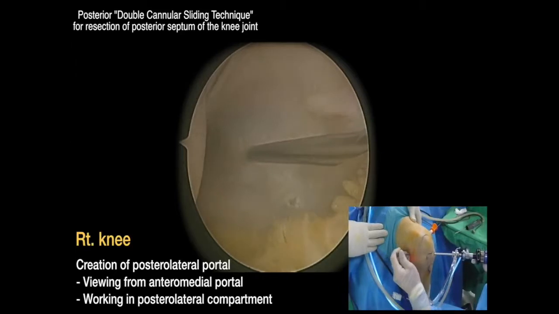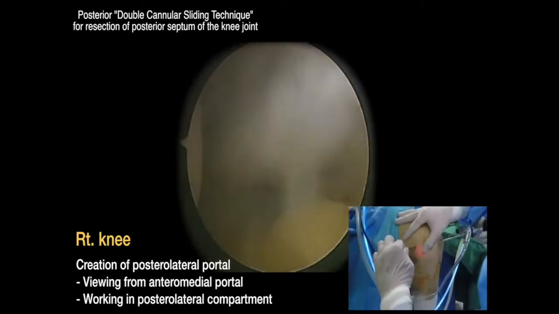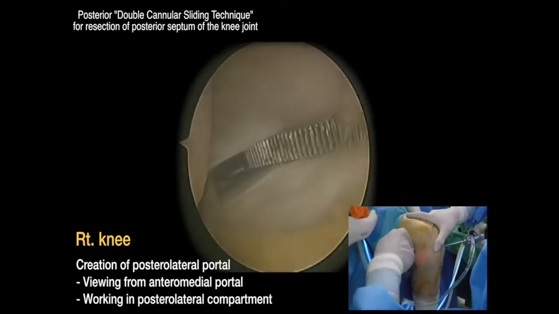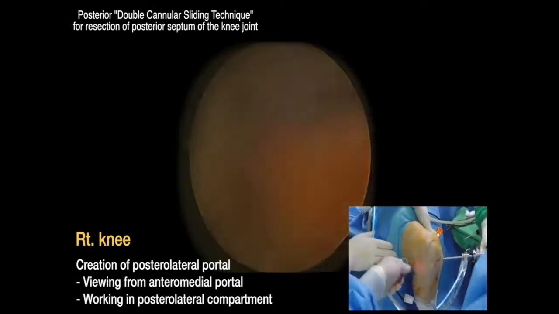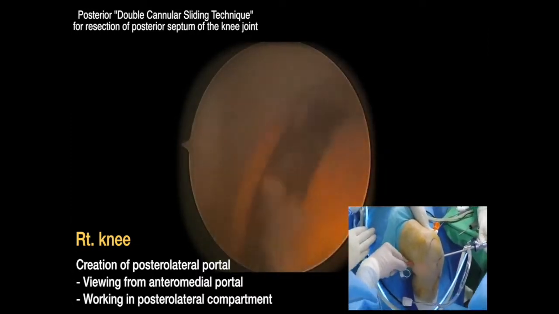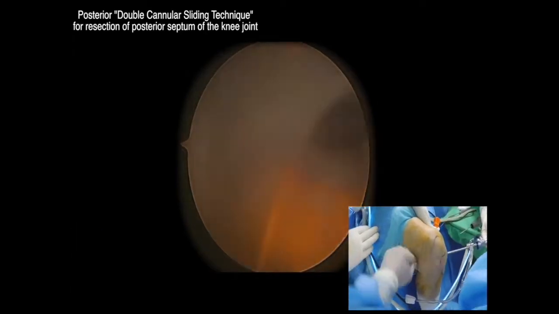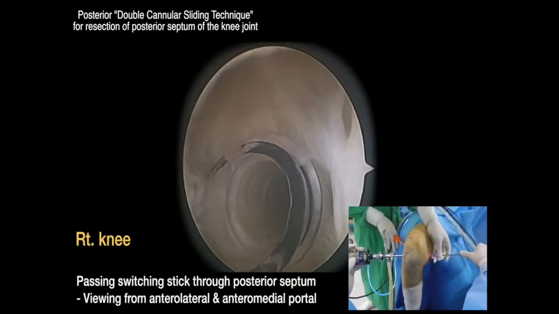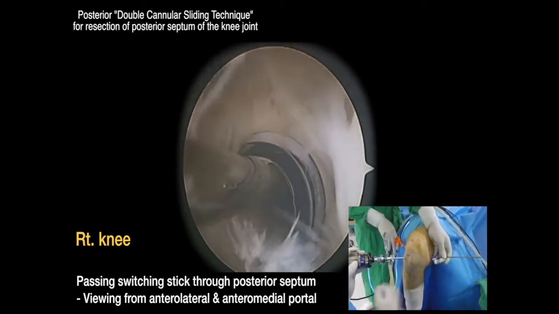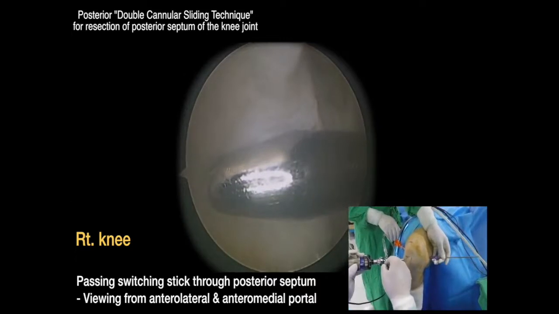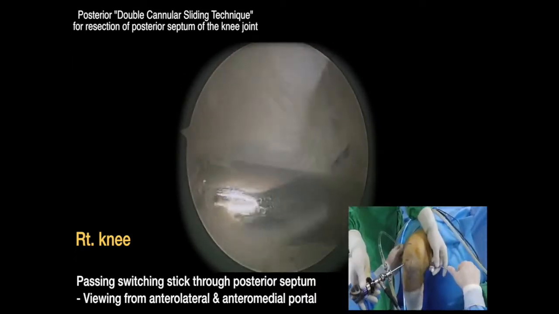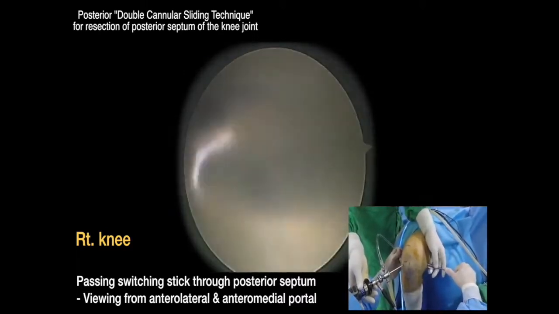A posterior lateral portal is then created in the same manner. A switching stick is inserted through the posterior medial portal, and placing the arthroscope at the 9 o'clock position, but not beyond the posterior condyle, the switching stick is gently passed through the posterior septum in the direction parallel to the posterior condyle.